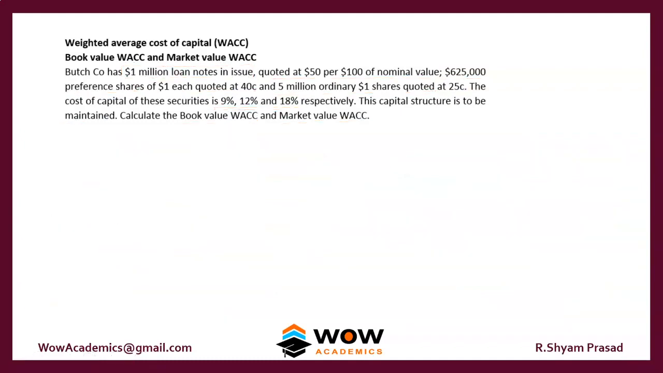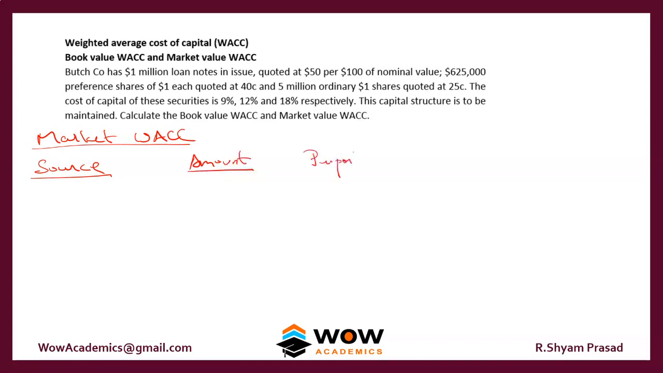So we'll look at the market value here. The same question. We'll have the same approach to do it. So we'll start with the source, the market value WACC. We'll start from source, the amount of capital, the proportion of capital, and then we have the cost of the capital, and we have the third column into fourth column that we have to multiply. We'll get the answer. So we'll start from the same order. We'll start from loan.